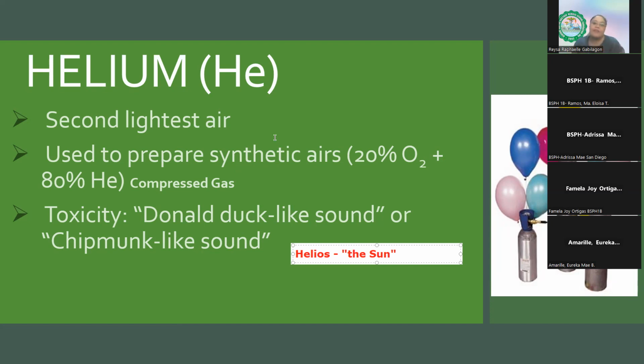So, what is it used for? We use helium, number 1, as a synthetic air or artificial air. The air that we really need, for example in the hospitals, we use oxygen. So when that runs out, we may use artificial air, but artificial air contains 20% oxygen and then 80% helium. So there is more helium than oxygen when you say synthetic air or artificial air, or we call that compressed gas.